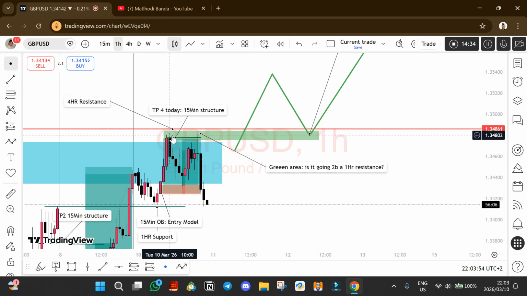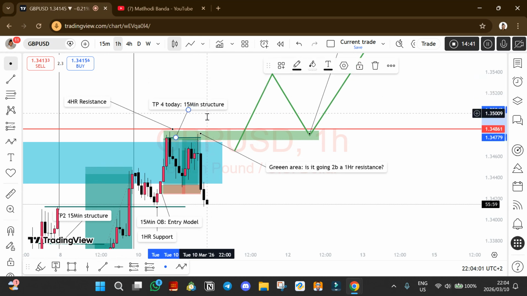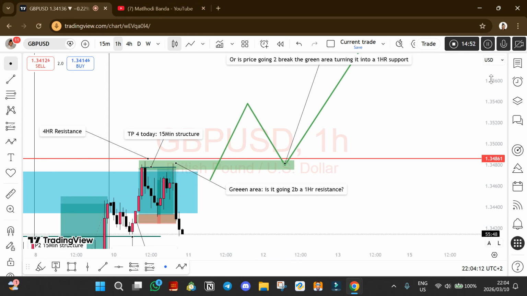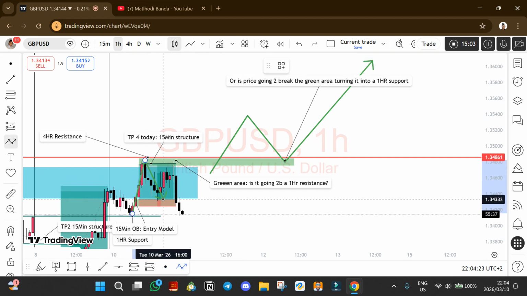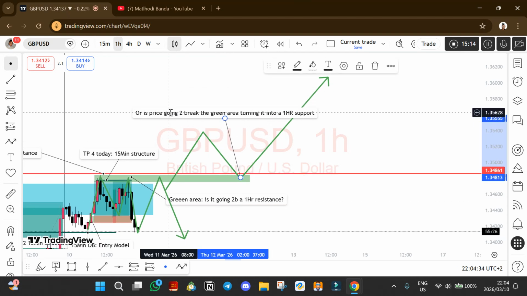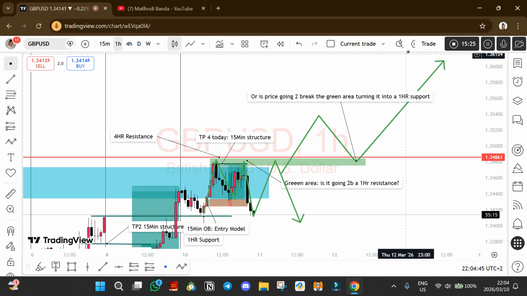accuracy. Now, when I was looking at accuracy, there is this area over here, which is my take profit for today, which is the 15-minute structure, right? Right above there, the 15-minute structure, we then find a 1-hour structure, right? So now, what I'm asking myself, going into tomorrow, is whether this green area is going to be a 1-hour resistance area. If it's going to be a resistance area, then it will be something like this. Okay, maybe we might create a triple top to the downside, right? Or is price going to break the green area, turning it into a 1-hour support? So going into tomorrow, these are the things that I am looking at. These are the things that I'm looking for.